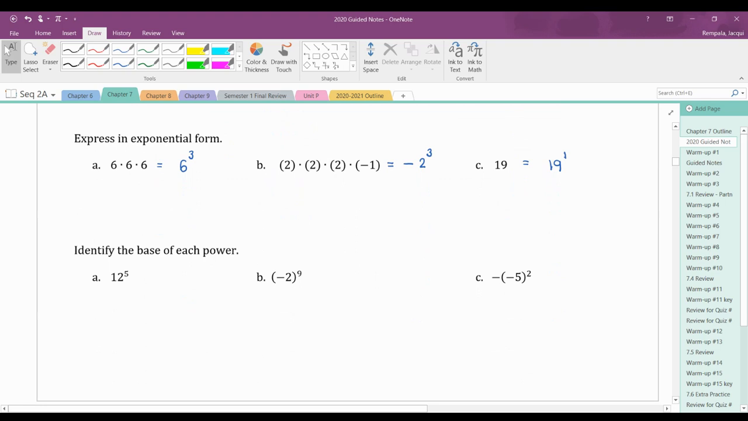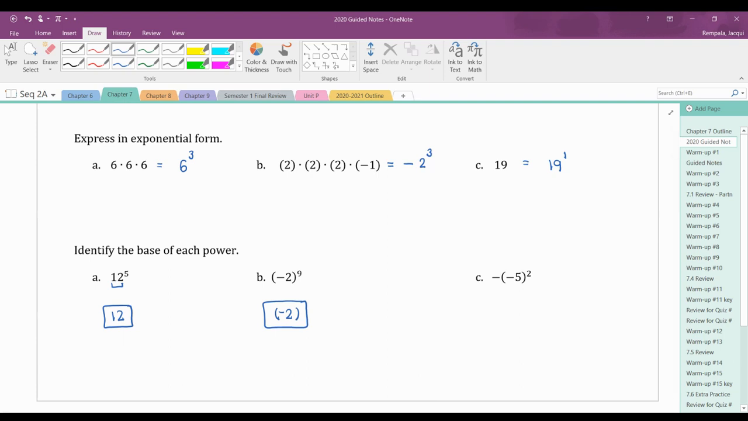In these last few problems, it says to identify the base of each power. Once again, this is something that you're going to have to be very aware of. The base is what is connected to the exponent. In part A, hopefully we notice that it's 12 that is the base because 5 is the exponent. In part B, notice that there are parentheses around the negative 2. So negative 2 in parentheses, that is my base. If you don't have the parentheses, you do not have the right answer.